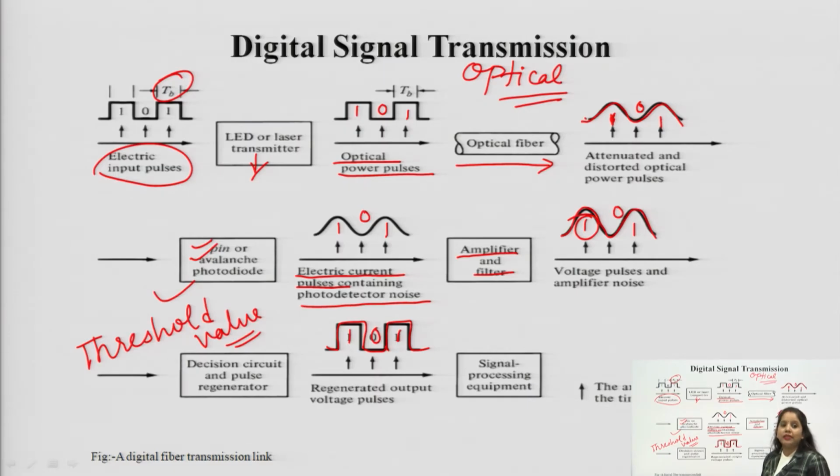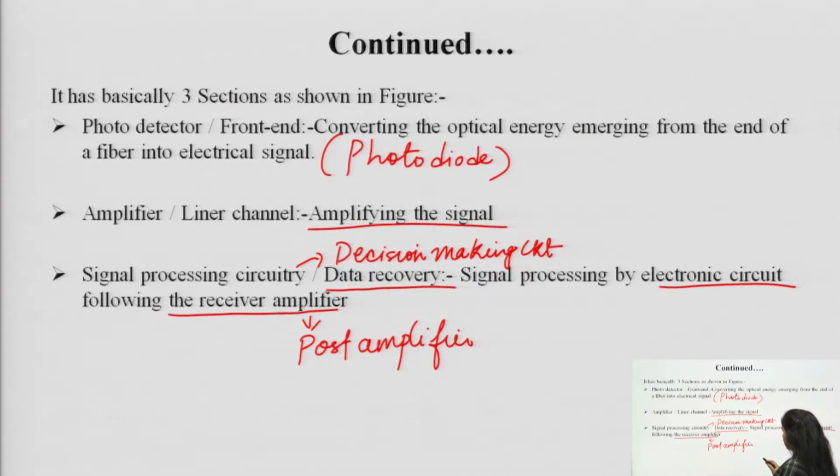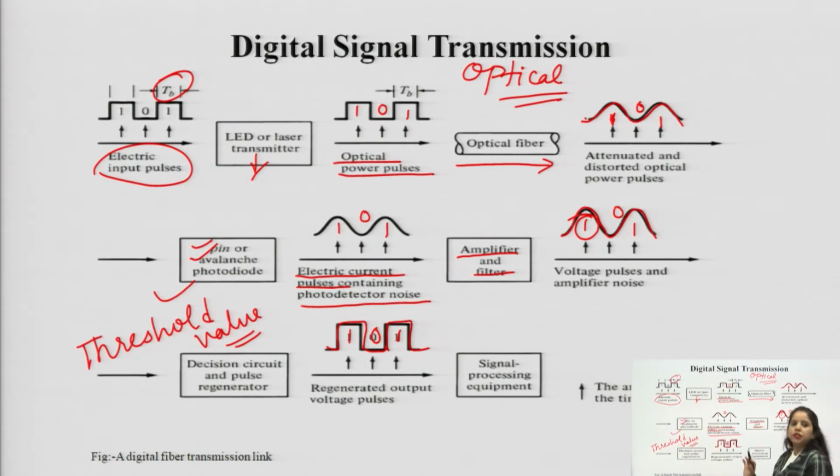That is why it is called the data recovery process. This is called the data recovery, because data is now recovered. Whatever attenuation has occurred during the process of propagation, it is now recovered here. Now, you can use the signal processing equipment for whatever purpose you want this signal to be used. So, this is the complete flow chart of a digital signal transmitter. Whenever it is asked in your question to describe the optical digital signal transmission, you can completely draw this one and keep on explaining the different parts one by one.